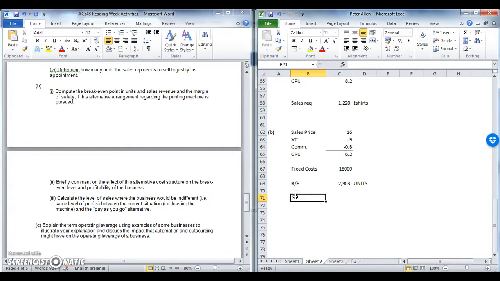Now you're also asked for sales revenue. So to calculate the break-even in sales revenue, it will be the number of units, so 2,903 times 16. So the break-even sales revenue amount is 46,452.